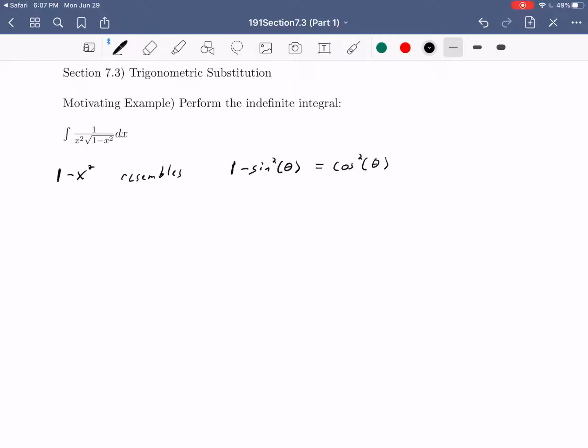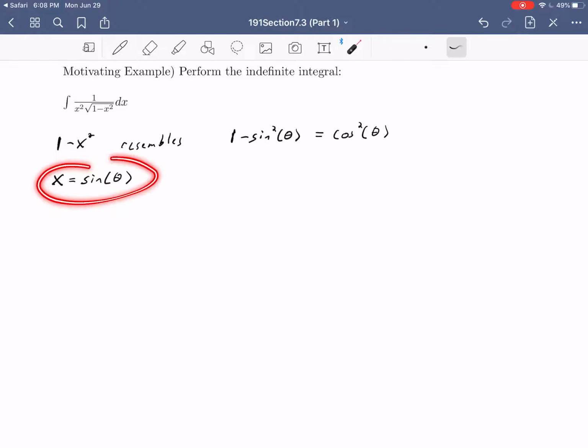So we're going to try this substitution. Instead of letting our new variable be a function of x, we're going to let x be a function of our new variable. So we're going to try x equals sine of theta. Again, this theta is just a new variable, just like in u substitution it's the variable u. We're using theta just to help us separate this new technique. So we're going to let x be equal to a function, in this case, sine of our new variable.